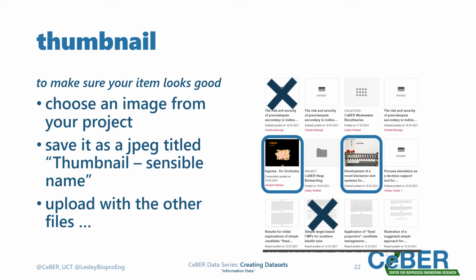Whereas if you want your item to look good, you can upload an image, any sort of image, a photograph, a chart, a diagram, a flow sheet, anything that you think looks good, and it will appear instead. So you choose an image that obviously must be relevant to your project, and save it as a JPEG titled thumbnail with some kind of sensible name that relates to your data set, and then upload it with your other files.